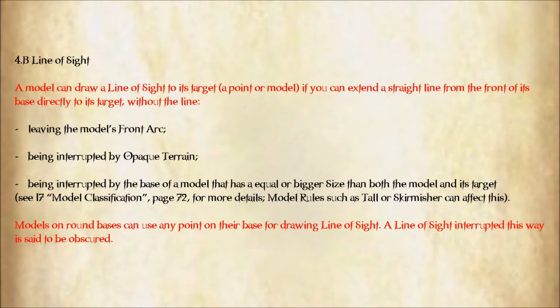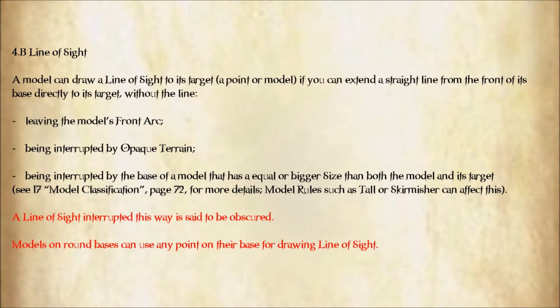Then we come to this last line, which is a little confusing. Models on round bases can use any point on their base for drawing line of sight. And then it says, a line of sight interrupted in this way is said to be obscured. I think what they meant is something more like this. We're pretty sure that it didn't mean that all round bases are obscured.